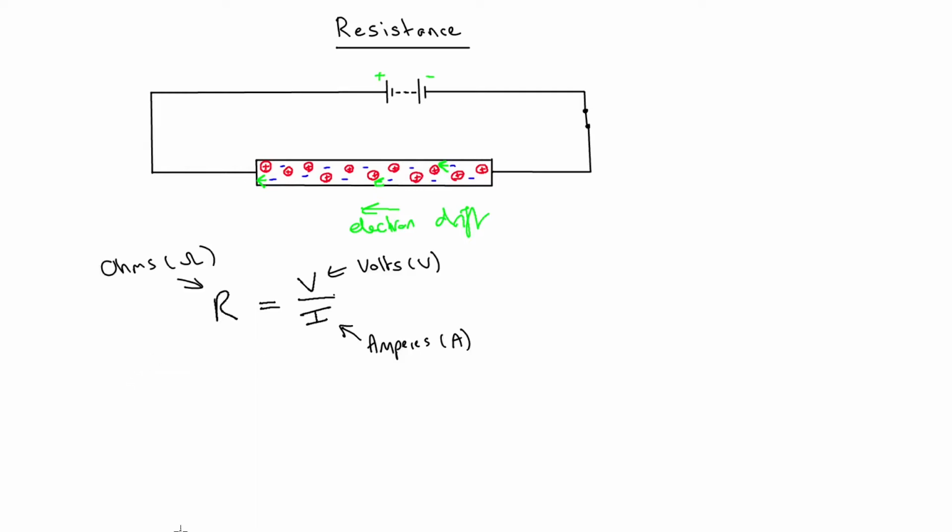As you will recall, current is measured in amperes, which has the symbol capital A. Potential difference is measured in volts, capital V. And resistance is measured in ohms, which has the symbol Greek letter omega.